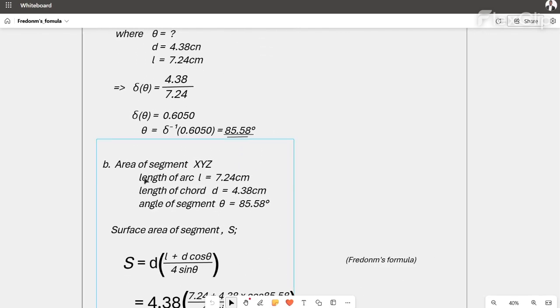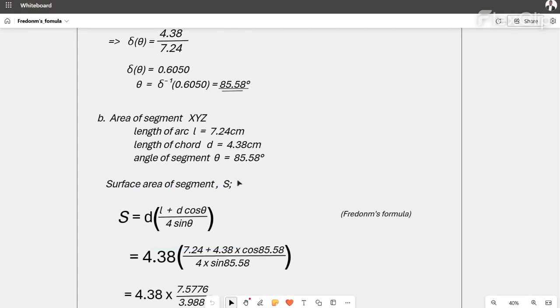Now moving forward to question B. Question B says find the area of the segment of the circle using Fredom's formula. Now area of segment XYZ. Let's list the given values. One of them is the length of arc, let's call it L, is equal to 7.24 centimeter. Length of chord D is equal to 4.38 centimeter. And angle of the segment theta, which we've calculated here, is equal to 85.58 degree approximately. Yes. So the surface area of the segment, let's call it S.